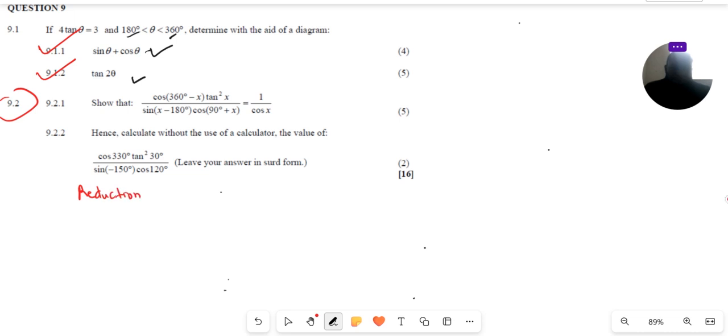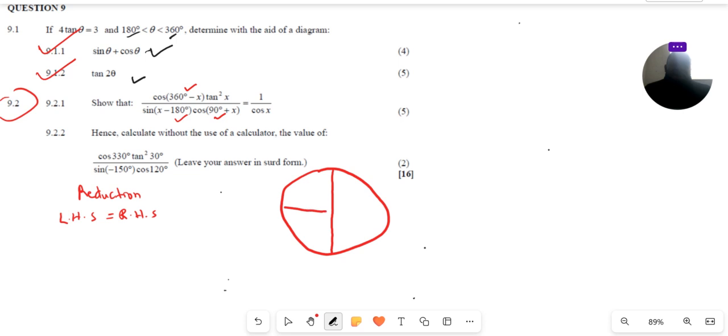Under reduction, you need to know where there's 360 folds, whereby 90 folds, and whereby 180 folds. Before we look at this question, because it's all about showing that the left-hand side is equal to the right-hand side, we need to know this kind of a circle, where each and every trigonometric function falls.